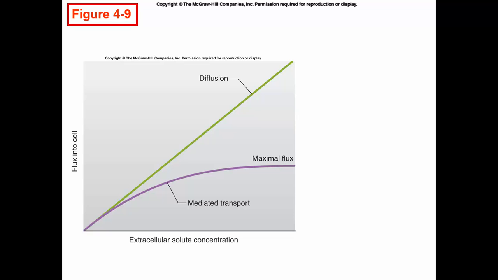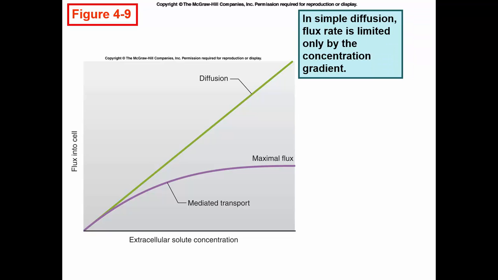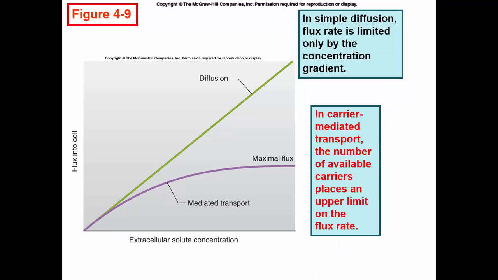You have to understand these basic concepts because they start to build very, very quickly. Okay? Is everybody with me? Don't look scared. Right? So, in a simple diffusion, flux rate is limited only by the concentration gradient. The more of it you push in there, the faster you can get it to go. When we get to the respiratory system, we're going to talk about when you use pure oxygen in a clinical setting. And you have to understand how oxygen moves and why. Why it's a good idea, why it's a bad idea. And a lot of times it's a bad idea. In carrier-mediated, carrier exchanger, whatever you want to call it, transporter, the number of available carriers places an upper limit on the flux rate.